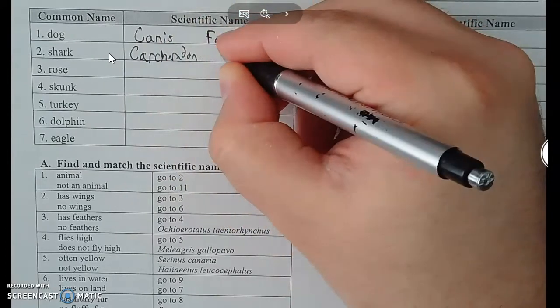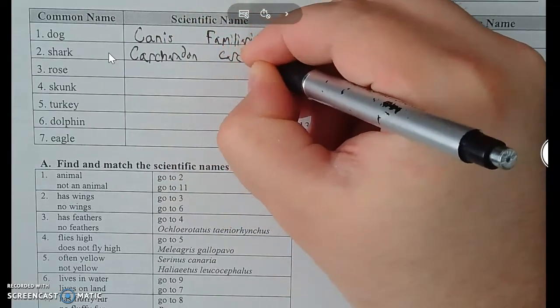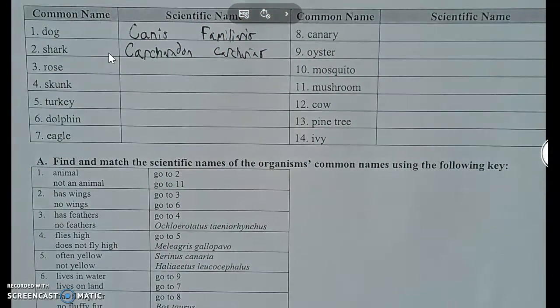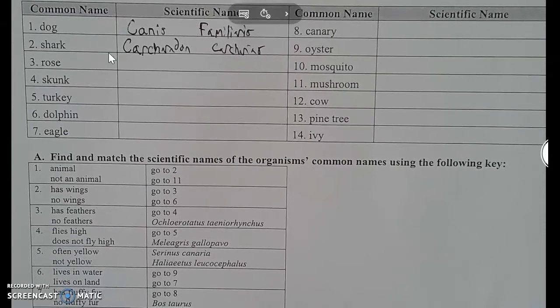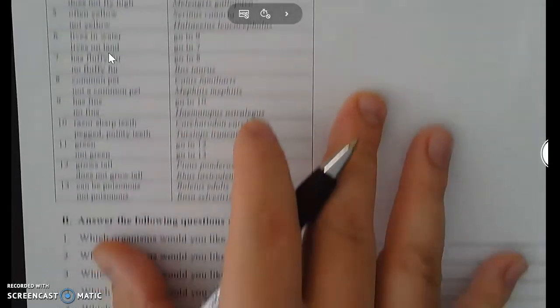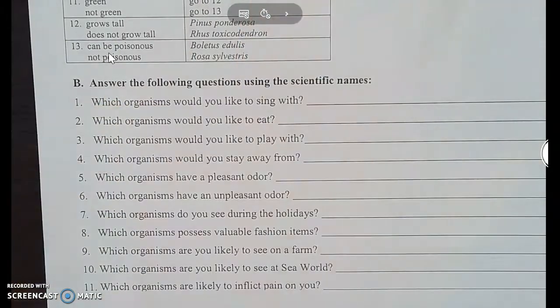Carcharodon carcharias. One thing to keep in mind, if you guys get the same scientific name twice, you've done something wrong. You should only use each scientific name once because they're all different organisms, okay? When you're done identifying them, then at the bottom, you would write the scientific names to answer these questions.